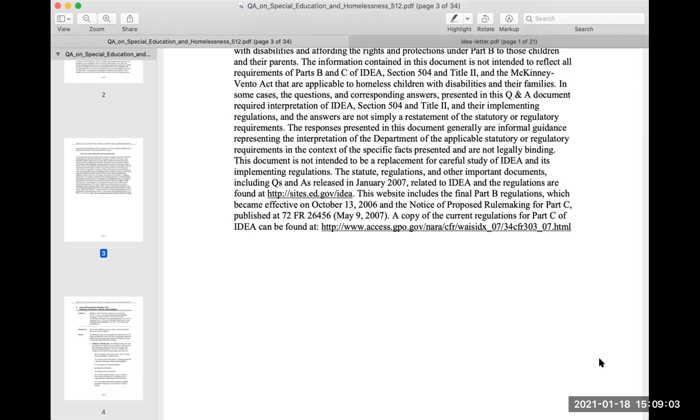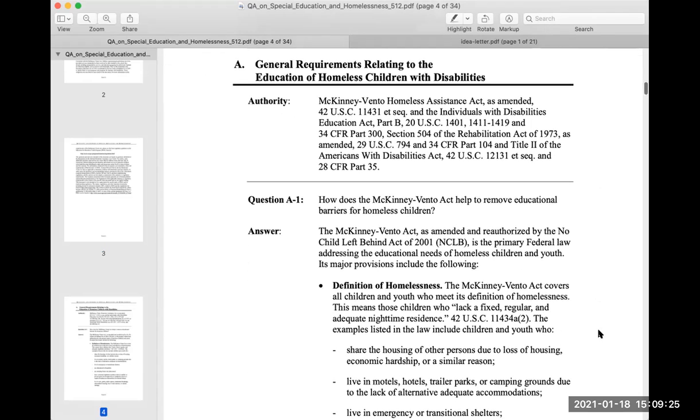Page 4. Questions and answers on special education and homelessness. Are migratory children who otherwise fit the definition of homelessness. Immediate enrollment. Children experiencing homelessness must be able to enroll in school immediately, even if they are unable to produce records normally required for enrollment, such as previous academic records, medical records, proof of residency, or other documentation. If the child needs to obtain immunizations, or medical or immunization records, the enrolling school must immediately refer the parent or guardian of the child or youth to the designated local educational agency, LEA, liaison, who must assist in obtaining necessary immunizations, or immunization or medical records.